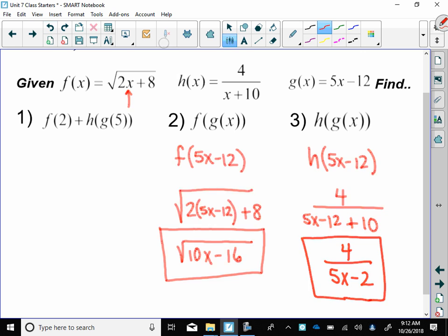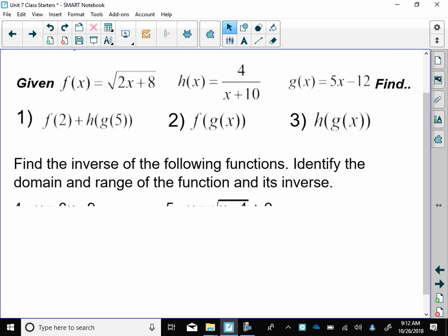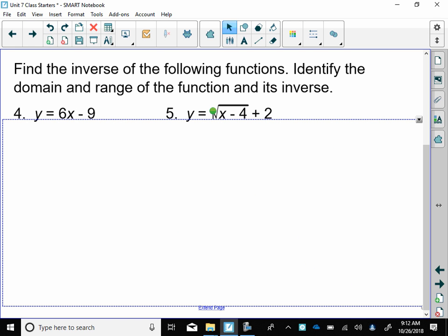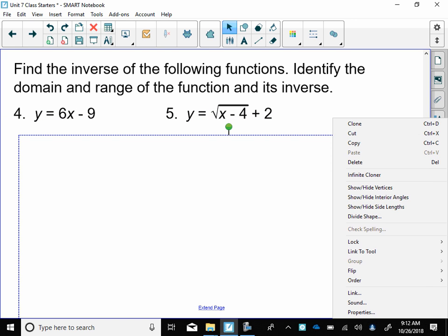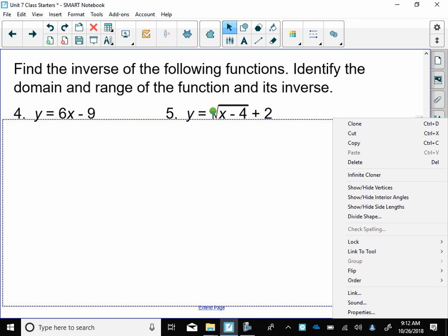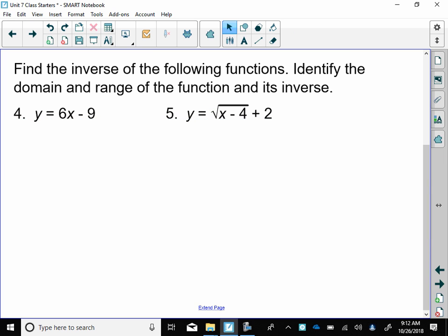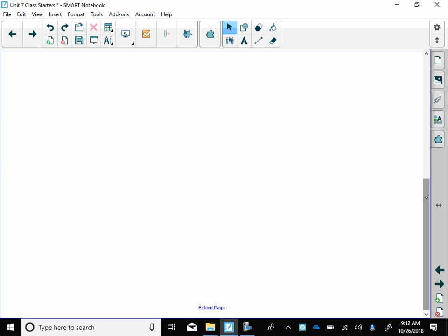Okay, so then 4 and 5 asks you to find the inverse and then identify the domain and range of the original function and the inverse. So for 4, if I'm going to find the inverse, what do I do?